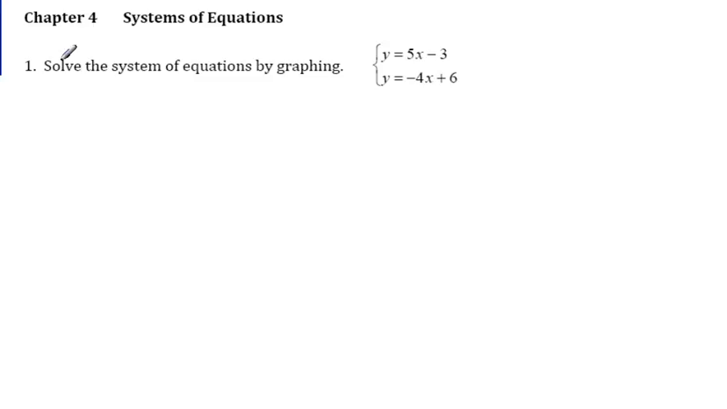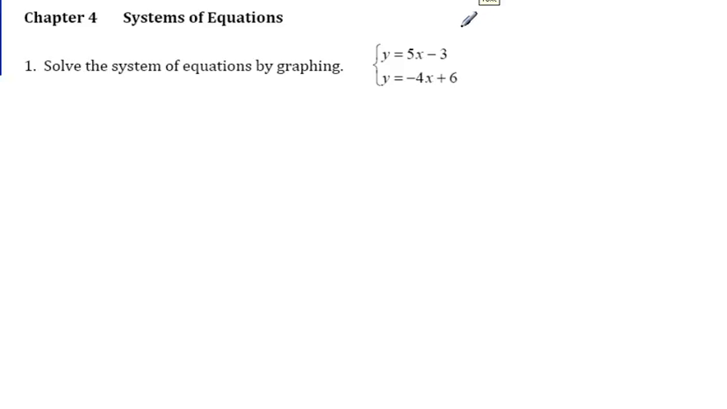Okay, Math 4 exam review, Chapter 4, problem number 1. Chapter 4 is on systems of equations, and we're going to solve this system by graphing. We're lucky that they have already set these up in slope-intercept form, so it makes the graphing really easy for us.